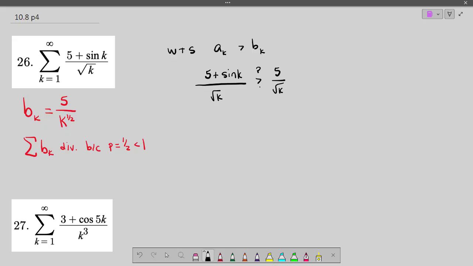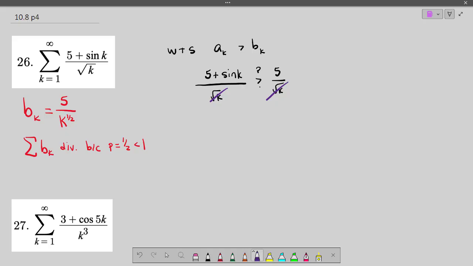Now, do you think we're going to be able to show that this is true? Let's see. So, yeah, let's ask intuition first. What do you think? Are we going to be able to show that that's true? No, because if you cancel out the root of k, then you get 5 plus sine k greater than 5. So, good. So certainly this is pretty obvious that these just wipe out, right?